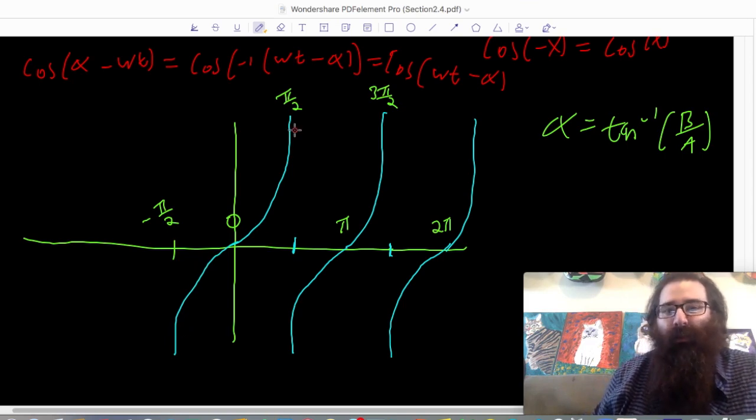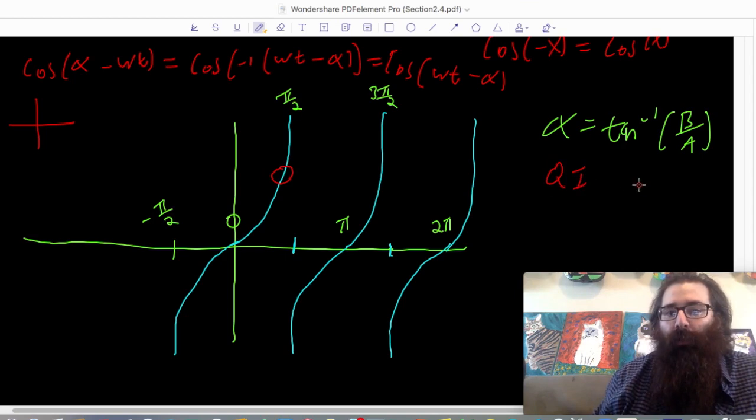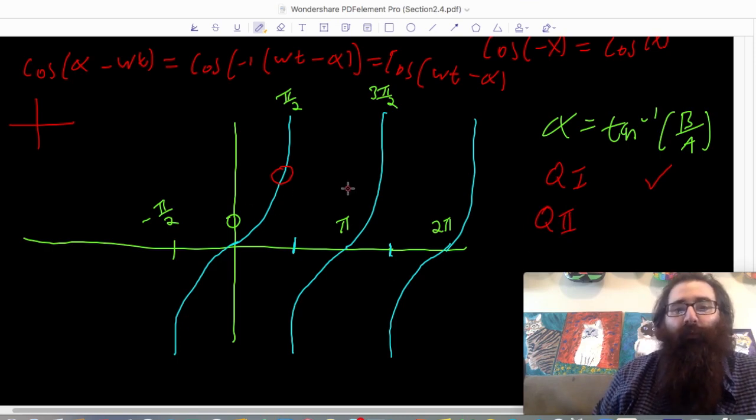Let's talk about what could happen. Now, if we're in quadrant 1, that means a is positive, b is positive. That means we're somewhere between 0 and pi over 2, which is already on the principal branch of tangent. So that's going to be fine. If we're in quadrant 1, we're good to go, check mark. What if we're in quadrant 2? If we're in quadrant 2, then that means we're somewhere between pi over 2 and pi.